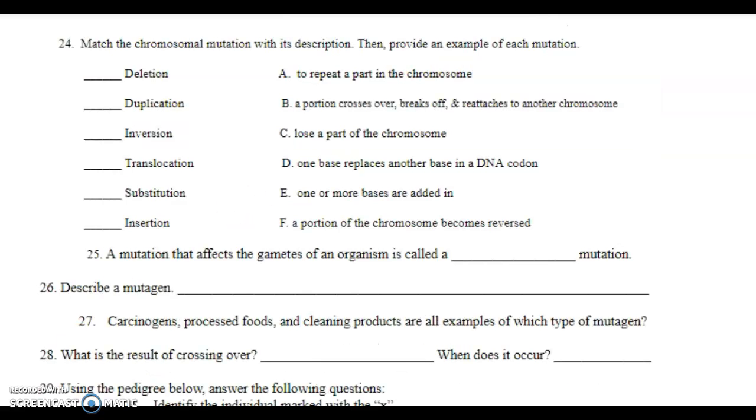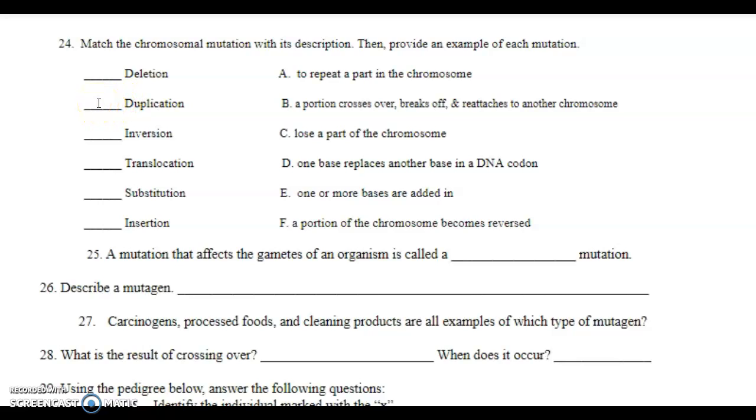For 24, it says match the chromosomal mutation with its description, and then provide an example of each mutation. A deletion, duplication, inversion, translocation, substitution, or insertion. So A says to repeat a part in the chromosome. If it's repeated, happens more than once, that would be a duplication.